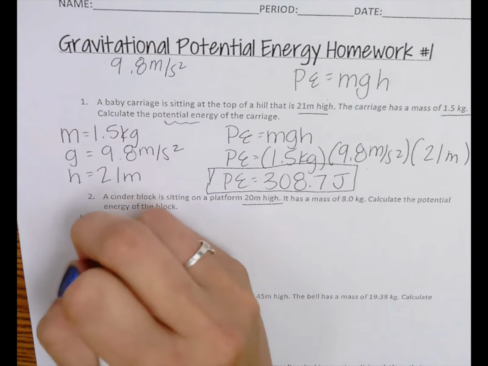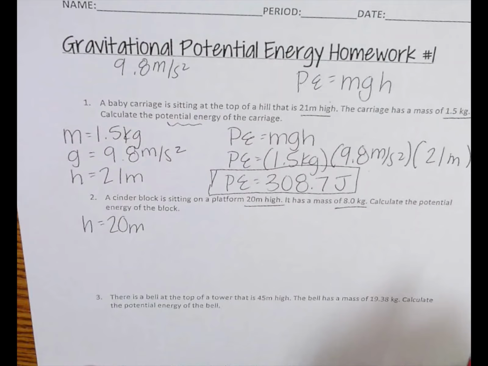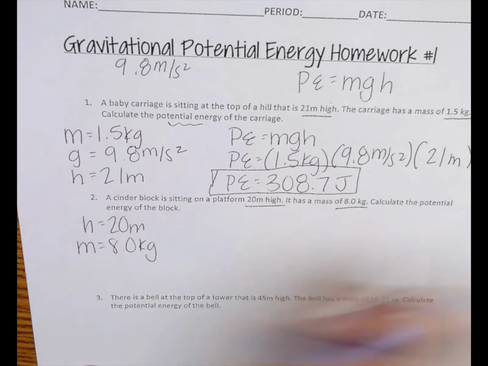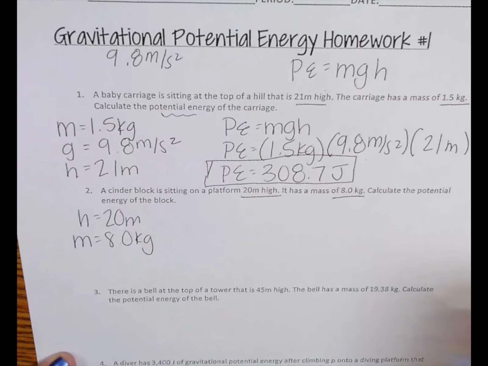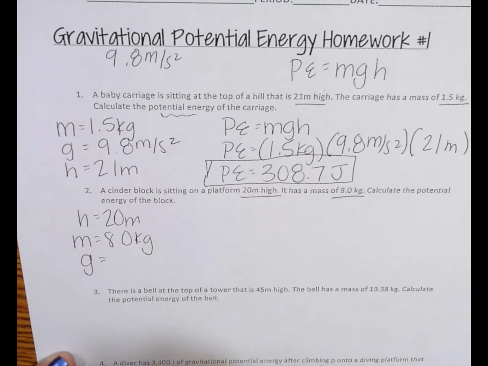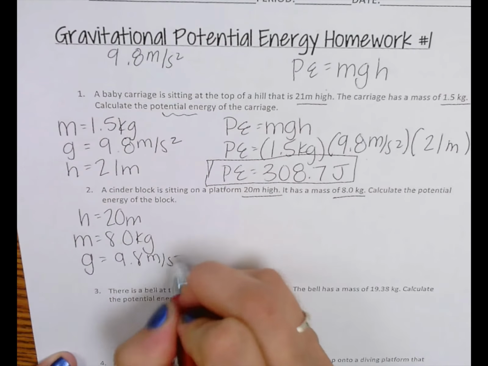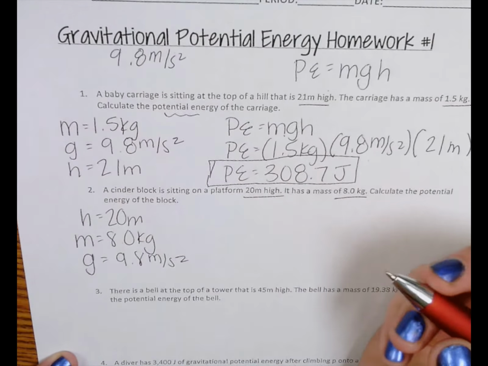All right, for this next one, we have a cinder block sitting on a platform which is 20 meters high. So the height equals 20 meters. It has a mass of 8.0 kilograms. So the mass is 8.0 kilograms. Calculate the potential energy of the block. The only thing that we were not specifically given is gravity, but we know that the acceleration of gravity is 9.8 meters per second squared.